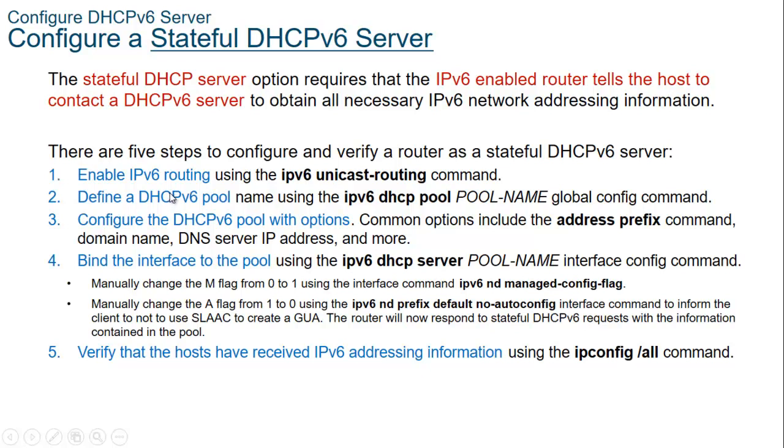Then you define the pool. You have to give the pool a name. Then you have to configure the pool with its options, with its DNS server, IP addresses, and more. And then you have to bind the interface to the pool. This is the interface of the router. And then you have to verify that the host has received the IPv6 addressing.